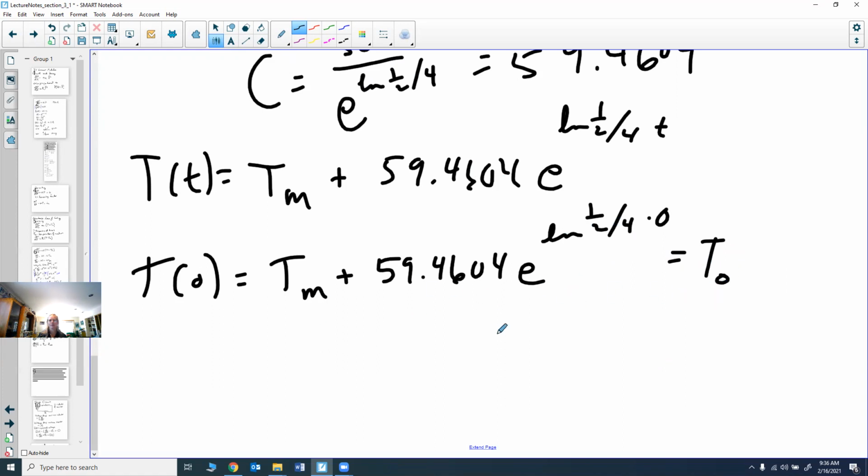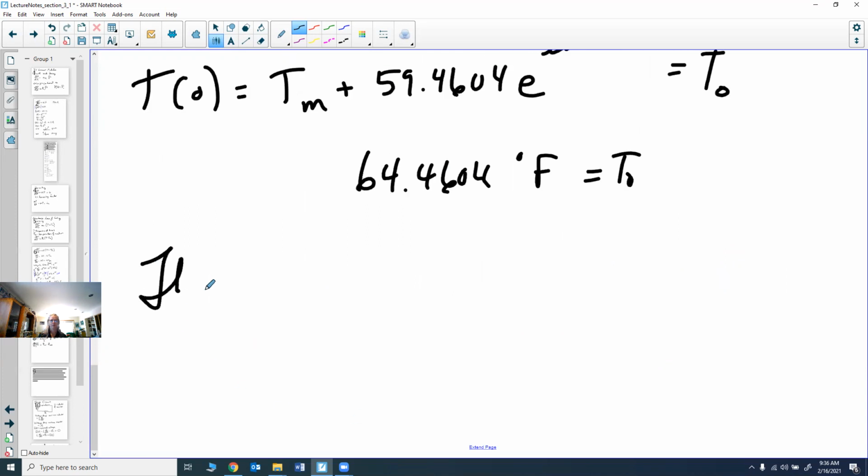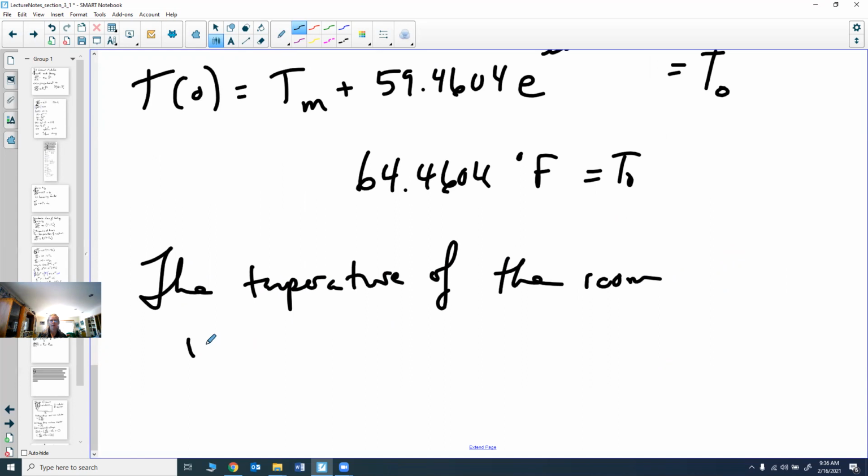So we can actually now find out what T sub 0 is. Just by taking this and simplifying this, I don't need a calculator for this because e to the 0, of course, is 1. So then T sub m was 5. So 5 plus 59.4604 is 64.4604 degrees Fahrenheit. So the temperature of the room is 64.5 degrees Fahrenheit. All right.